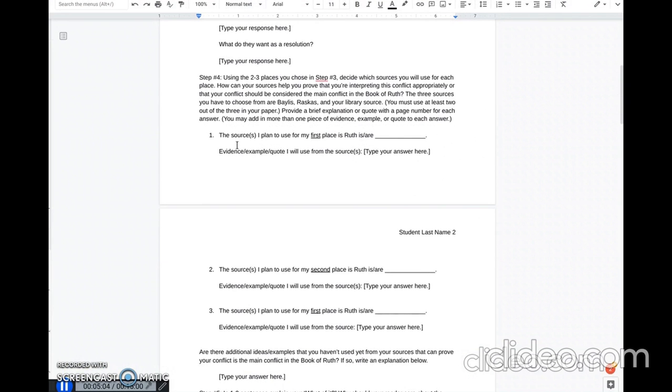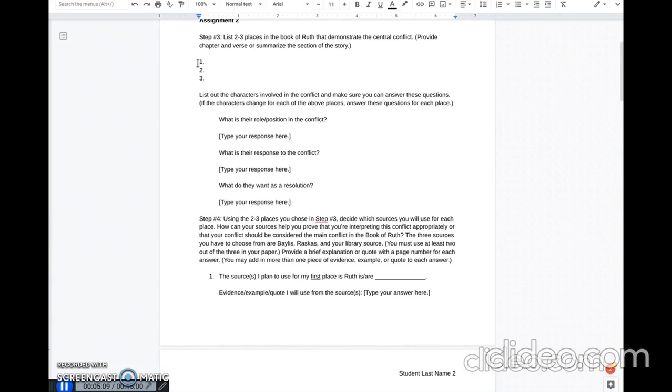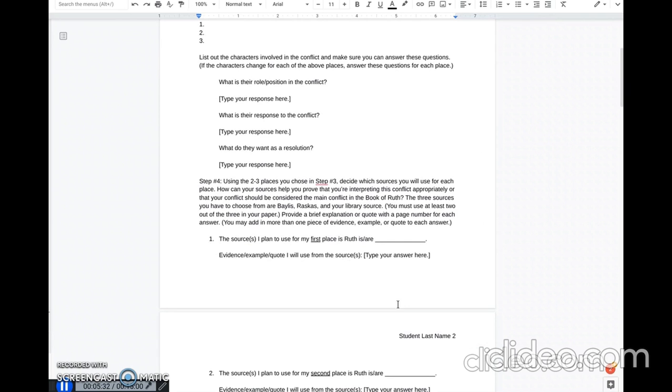So basically what you're doing here is the source I plan to use for my first place in Ruth. So you'd be referring back to up here in step 3, maybe the first verse you used or section of the story, and then state whether you think Baylis, Raskus, or your library source will help you prove the conflict in this section. However that may support you. Maybe it's digging into the original Hebrew terms or providing cultural context, whatever it is that you want to use. And then just explain how the source will help you down here. You can provide some of the evidence or ideas you get from the source, or even a quote.